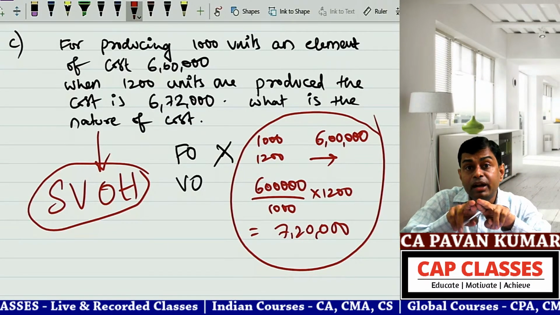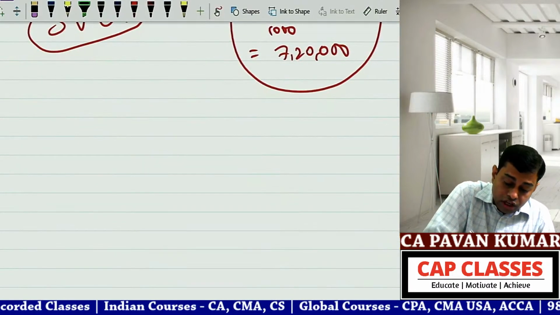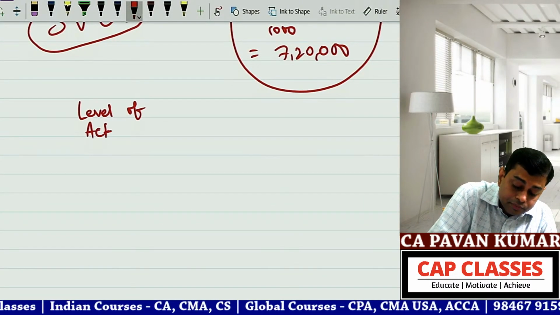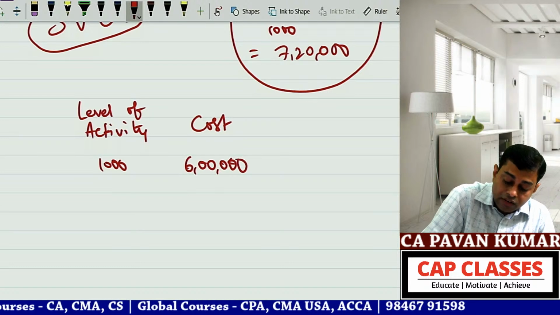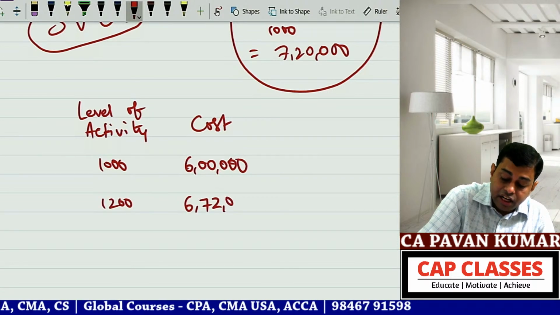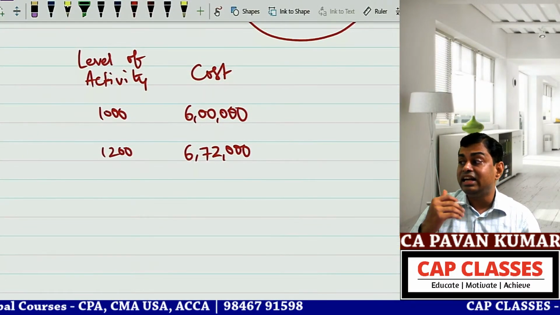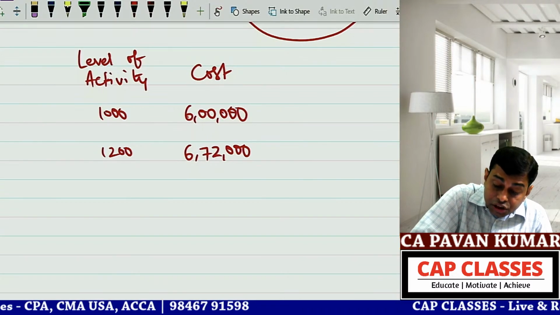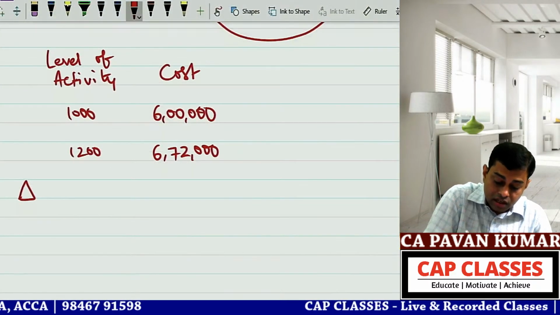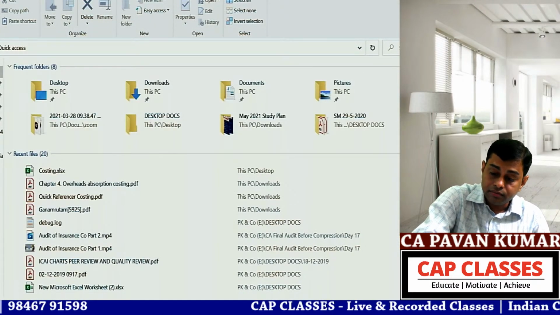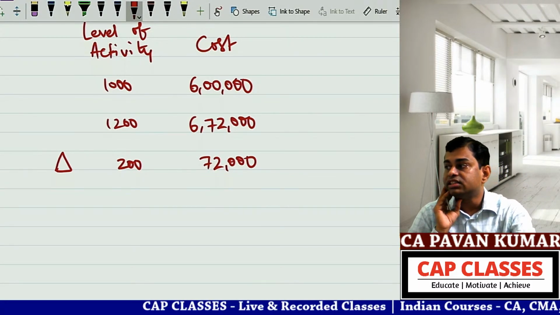Having said this, split it into variable and fixed. Okay, now look here. Level of activity 1000, cost 6 lakhs. Level of activity 1200, cost 6,72,000. This is given in the question, correct? Now calculate the difference. The difference in level of activity is 200, and the difference in cost is 72,000.